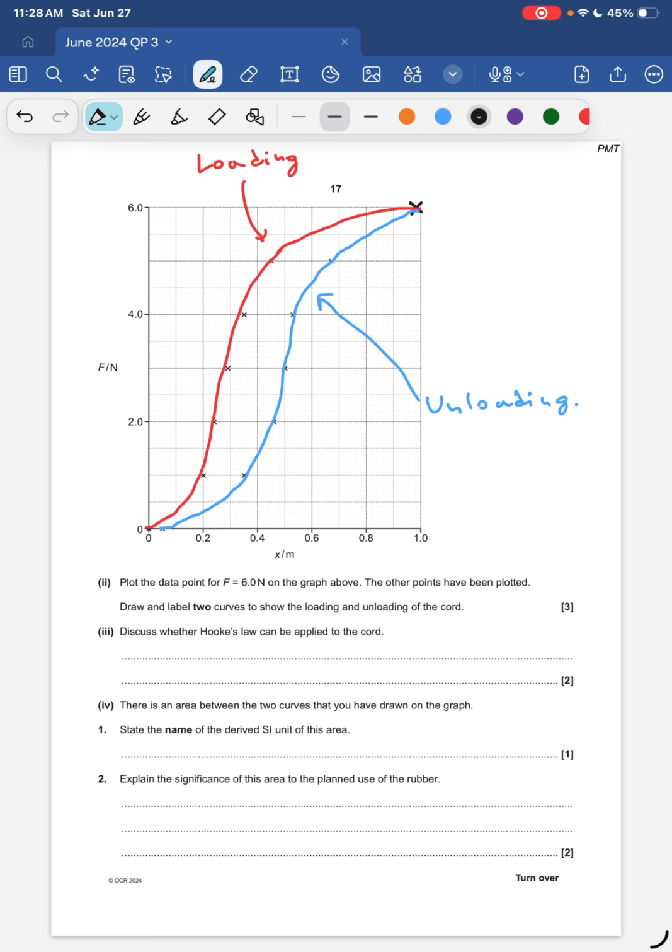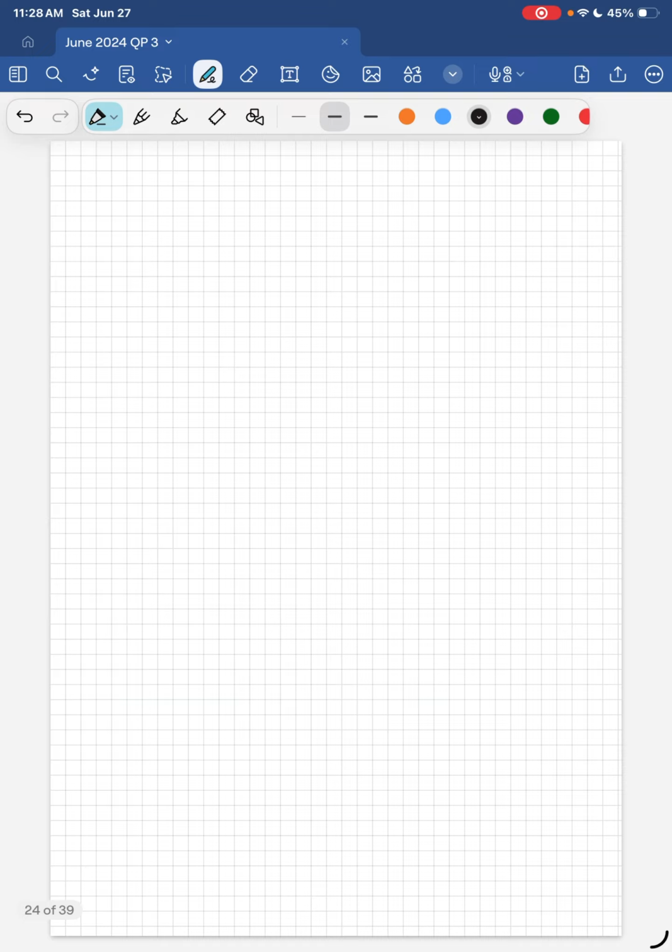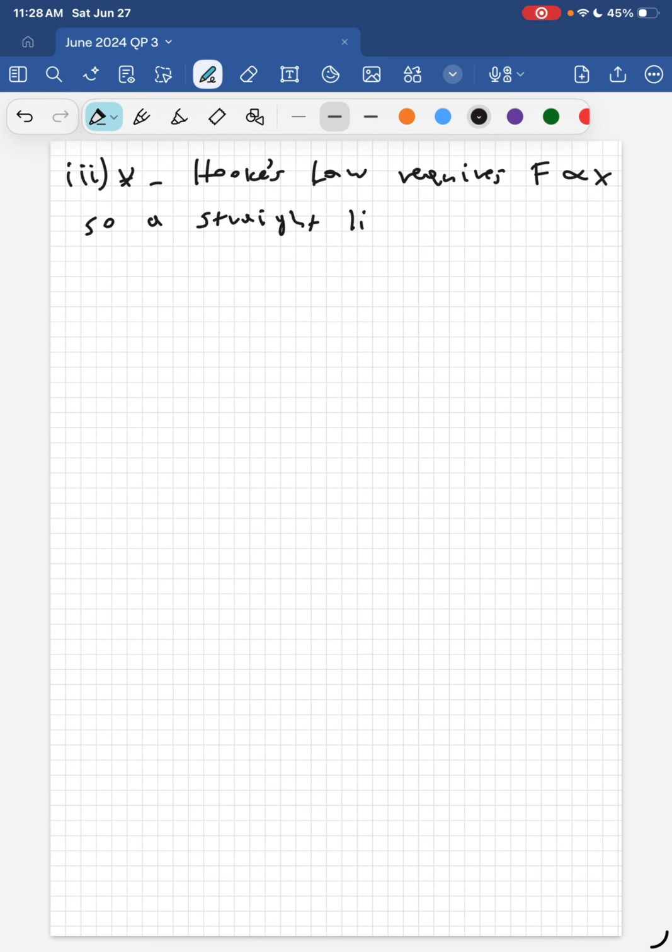So let's move on. Part 3, discuss whether Hooke's law can be applied to the cord. We already said it cannot. So I want to write a few things though. So I'm gonna move to a clean page as usual. So this part 3. The first thing we can write is that Hooke's law requires F proportional to x, so a straight line through the origin.